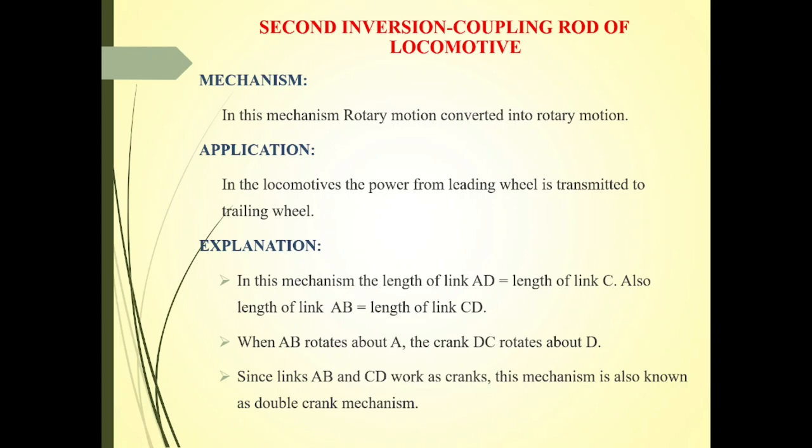The second inversion application is the coupling rod of a locomotive. Here the application is in locomotives, where the power from the leading wheel is transmitted to the trailing wheel. In this mechanism, the length of link AD equals the length of link BC. Also, the length of link AB equals the length of link CD. When AB rotates about A, the crank DC rotates about D. Since links AB and CD work as cranks, this mechanism is also known as the double crank mechanism.